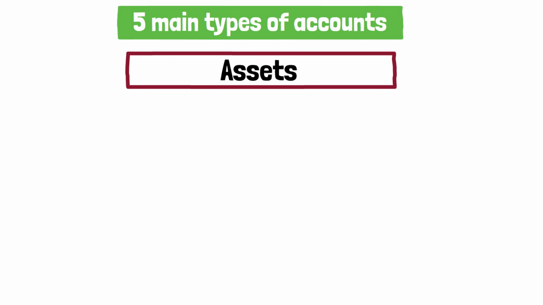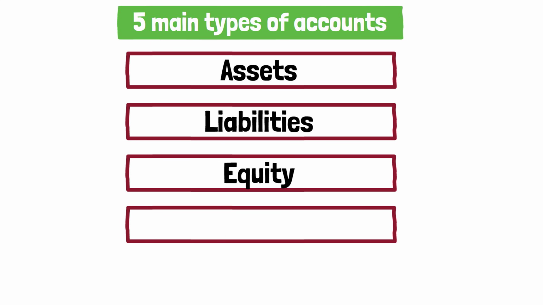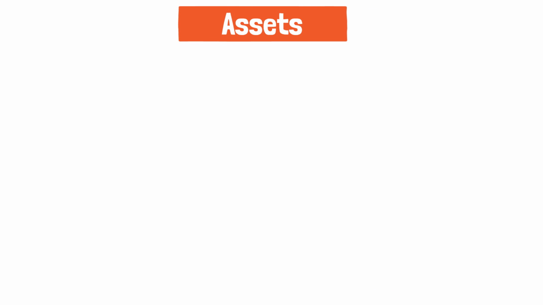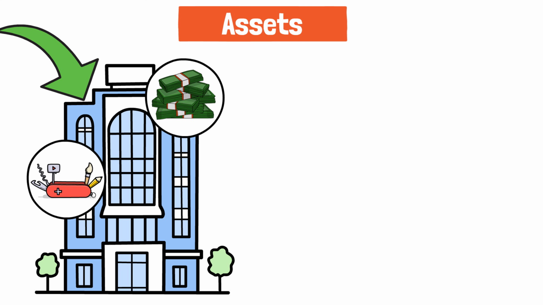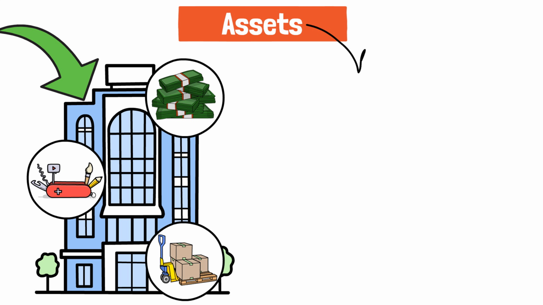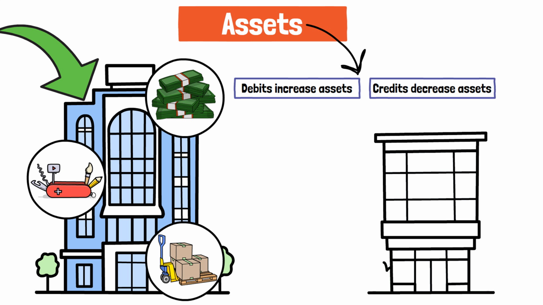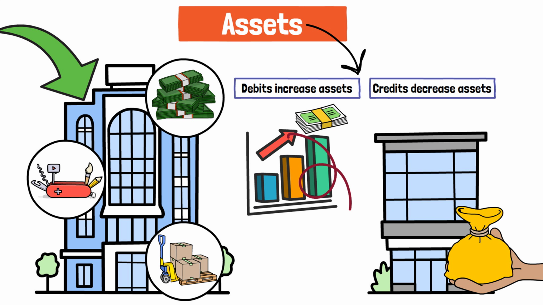1. Assets. 2. Liabilities. 3. Equity. 4. Revenue. And 5. Expenses. Let's start with assets. Assets are things that the business owns, like cash, equipment, or inventory. For assets, debits increase assets, credits decrease assets. So if a business receives cash, cash goes up, and that increase is recorded as a debit.